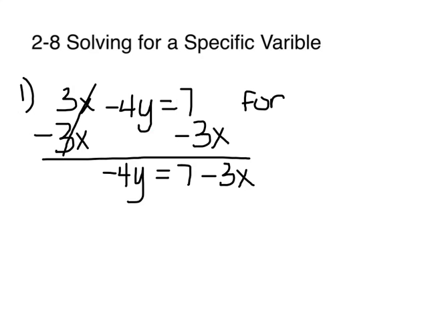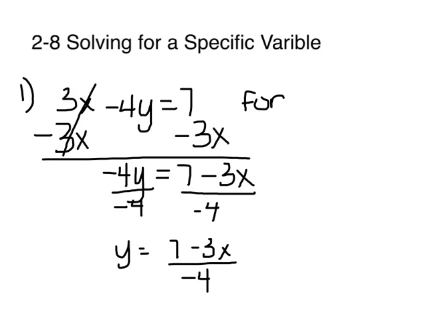Now, in order to get the y by itself, we'll have to remove the negative 4. Because the negative 4 and the y are multiplied, we'll be dividing both sides by negative 4. The right side gets divided by negative 4 as well. So y equals 7 minus 3x over negative 4.